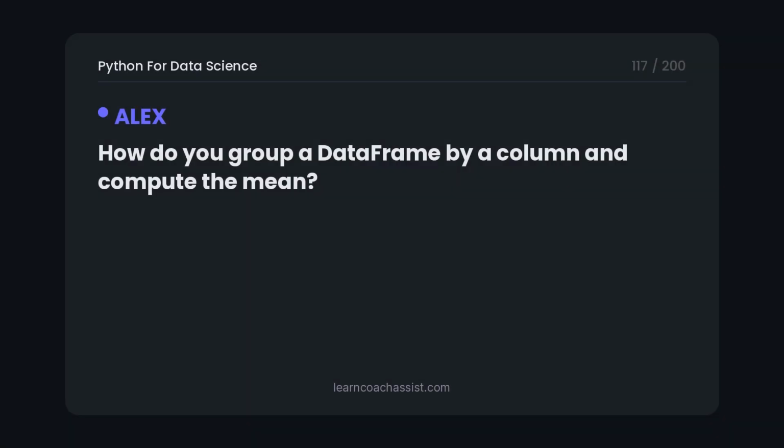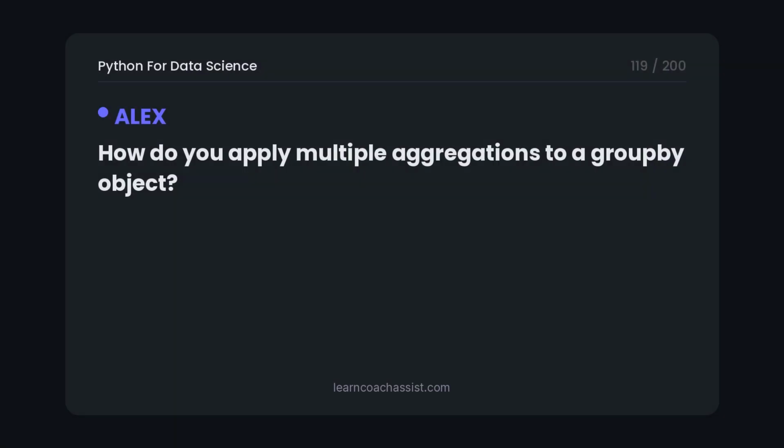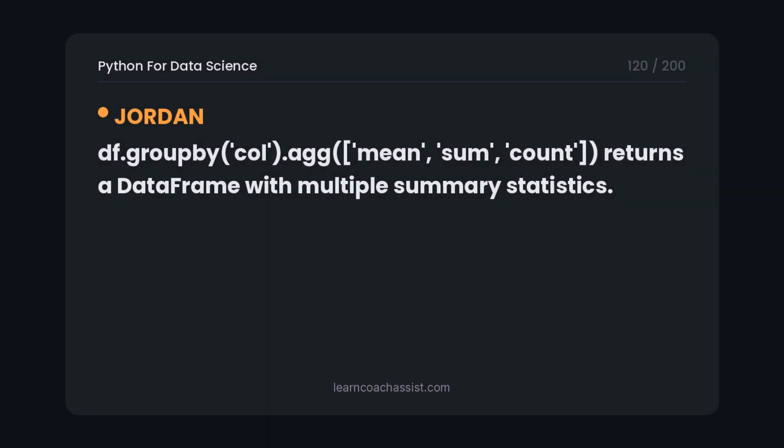How do you group a data frame by a column and compute the mean? df.groupby('category')['value'].mean() computes the mean of value for each unique category. How do you apply multiple aggregations to a groupby object? df.groupby('col').agg(['mean', 'sum', 'count']) returns a data frame with multiple summary statistics.